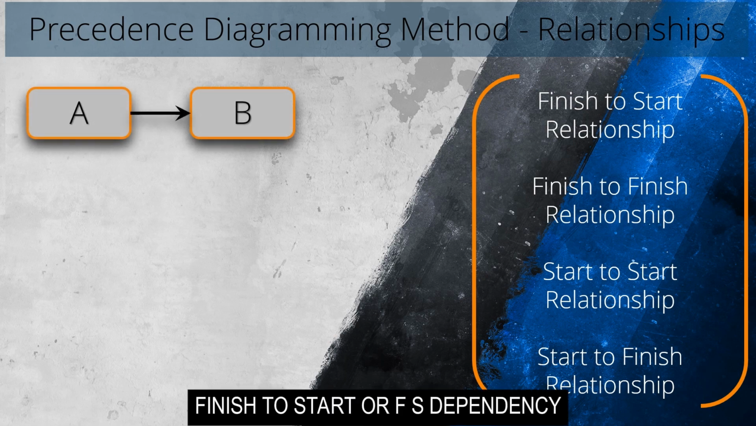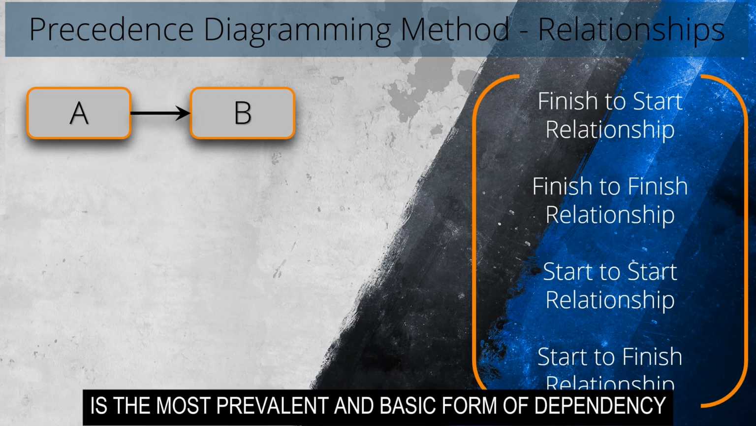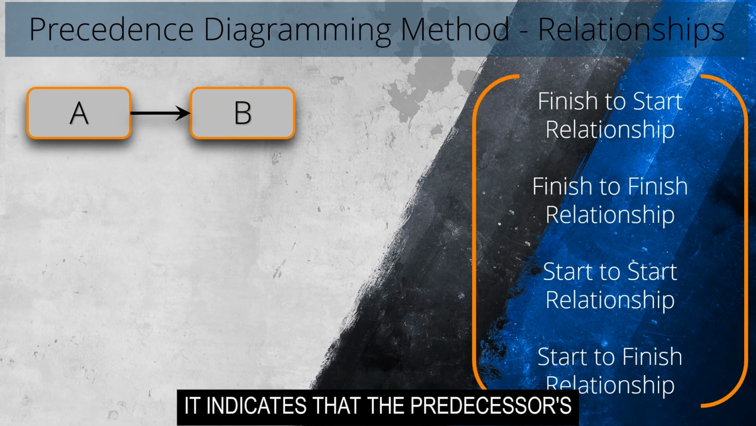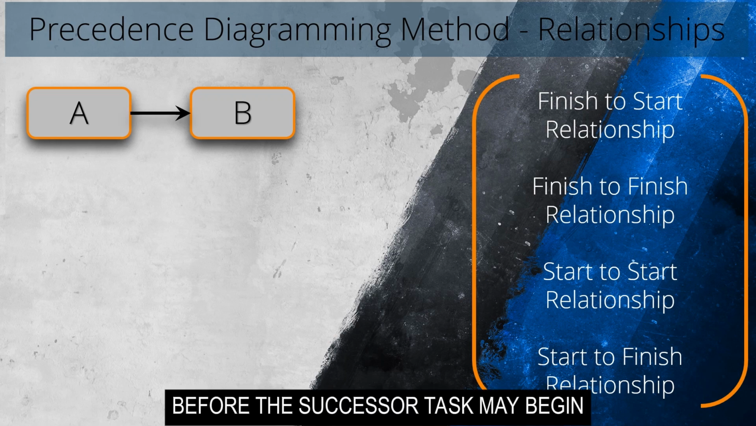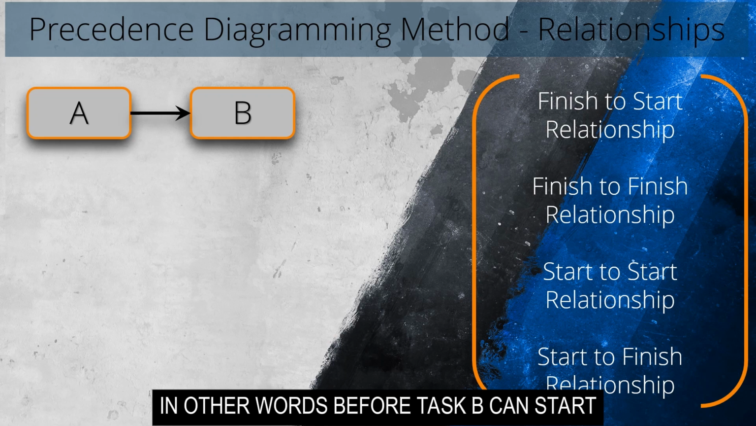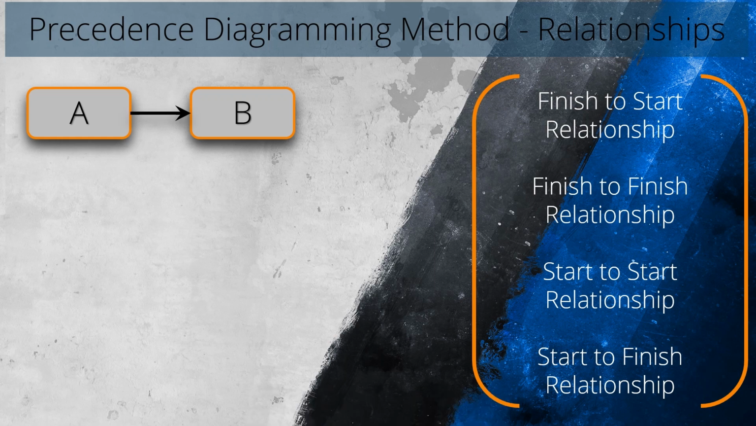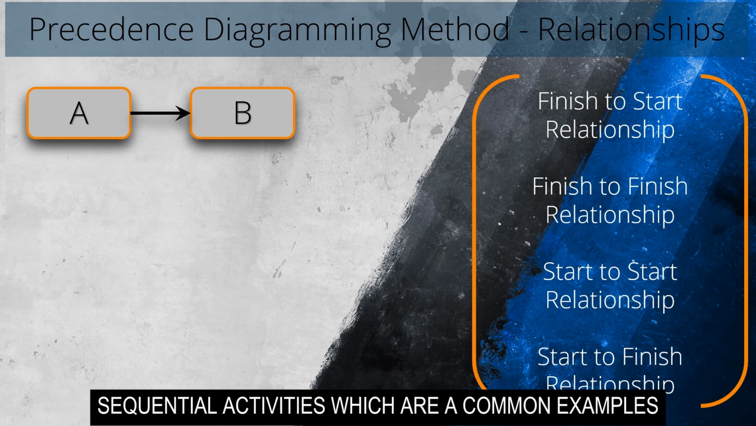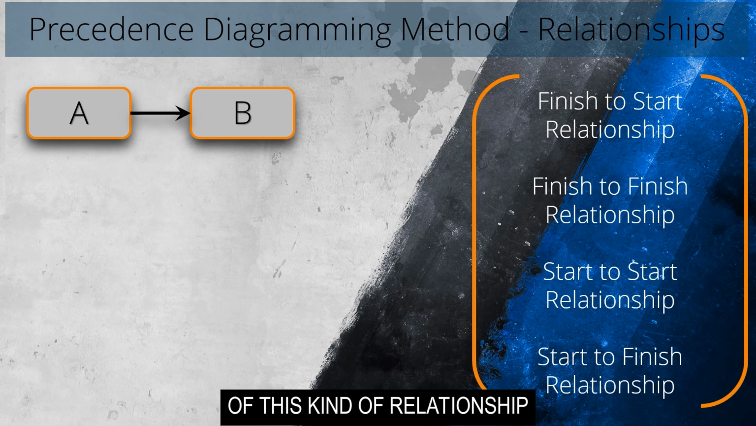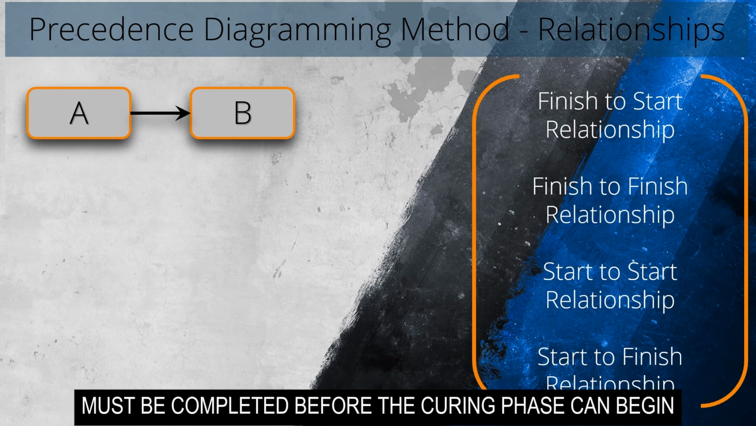Finish to start, or FS dependency, is the most prevalent and basic form of dependency. It indicates that the predecessor's work must be completed before the successor task may begin. In other words, before task B can start, task A must be finished. Sequential activities, where one activity serves as an input for the next, are common examples of this kind of relationship. For instance, the concrete pouring phase of a building project must be completed before the curing phase can begin.